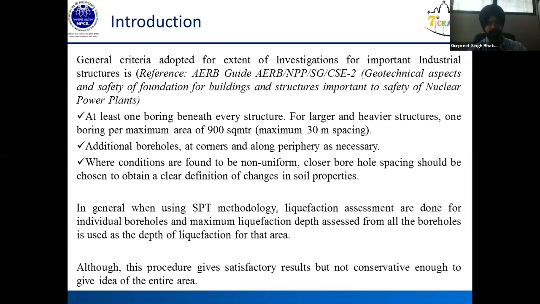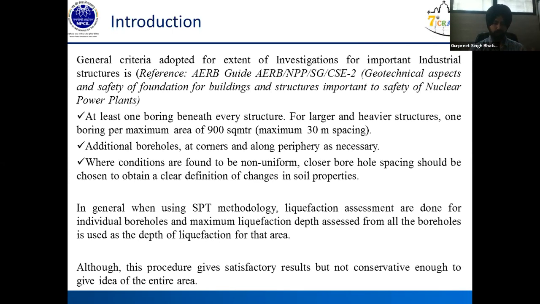But that recommends, apart from this 900 square meters, that if the area increases by 0.4 hectare, then we need to do one more borehole. And apart from this, the AERB code suggests that if the conditions are non-uniform, then we can go for even more boreholes with closer spacing, so that we can identify the soil properties in a better way. In general, when using the SPT methodology, liquefaction assessment is done for individual boreholes.